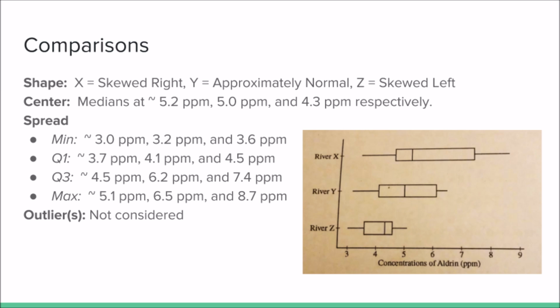The median of River X is approximately 5.2 parts per million, whereas the medians for rivers Y and Z are at approximately 5.0 parts per million and 4.3 parts per million, respectively. That's a huge difference between the three, actually.